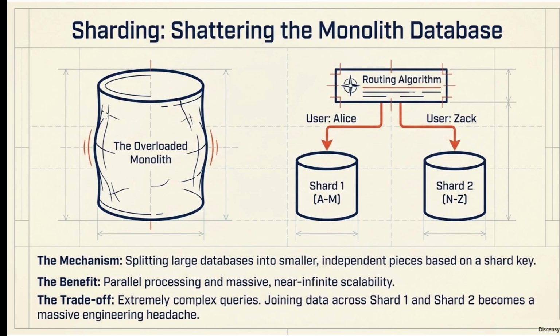Now, you might have a doubt. What is sharding here? Sharding is nothing but splitting into multiple parts, or it could also be called a type of partitioning. Now, what is the benefit? We achieve parallel processing and massive, near infinite scalability. Then, the trade off: extremely complex queries, joining data across shard 1 and shard 2 becomes a massive engineering headache. We'll move ahead.